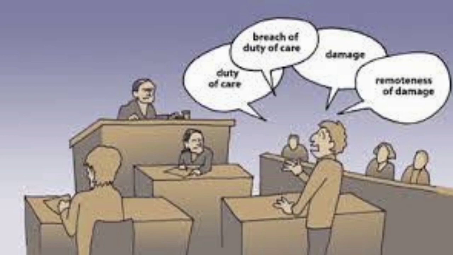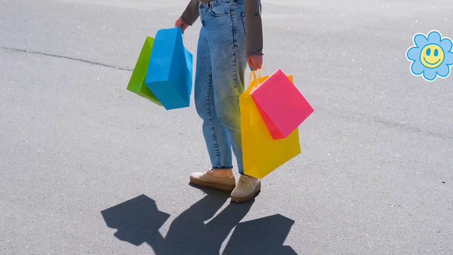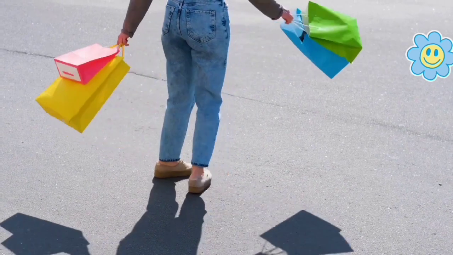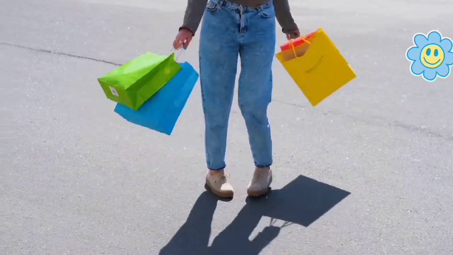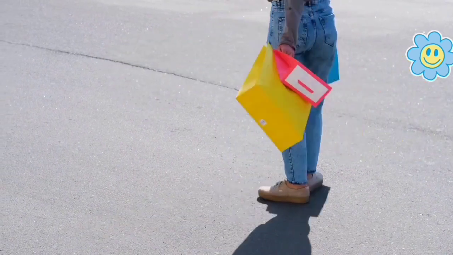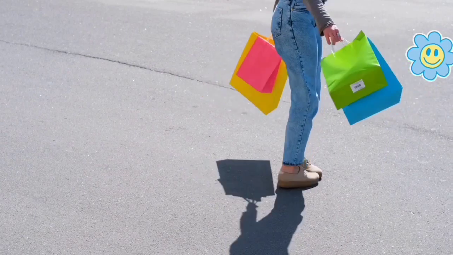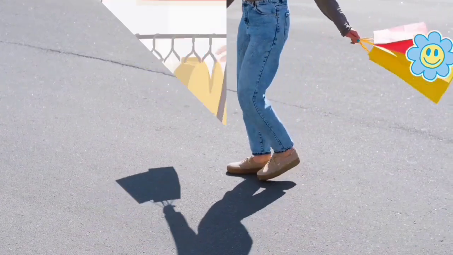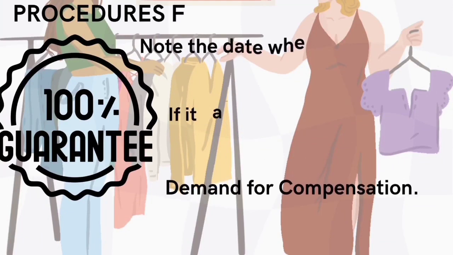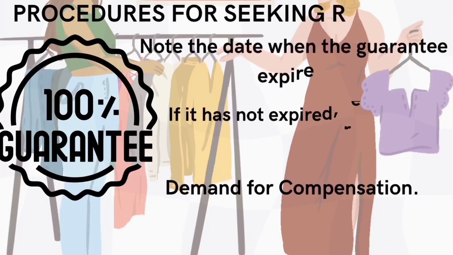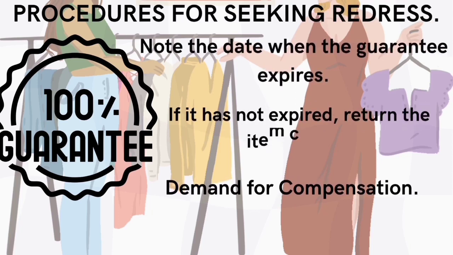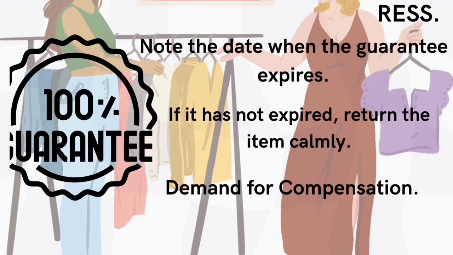Now let's look at the procedure for seeking redress. In a situation where you purchase goods that has warranty for a given period of time, such as 2, 3, 4 years, the consumer can return the goods within this period of time. In such a case, you have to note the date that the warranty expires. If it has not expired, take the goods back to the dealer with the warranty card and demand for a compensation with dialogue, not rudely. Note, you can also get redress by dialogue.